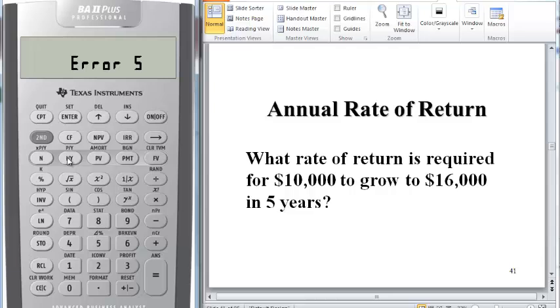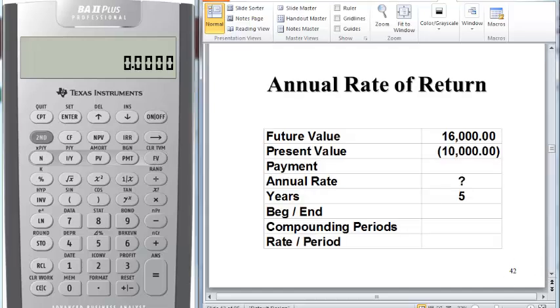I get students all the time saying, my calculator says error. I don't know what I did wrong. What you did wrong is you have to have a cash inflow and a cash outflow when you have a present value and a future value. So let's clear our time value of money, and let's do this problem correctly.